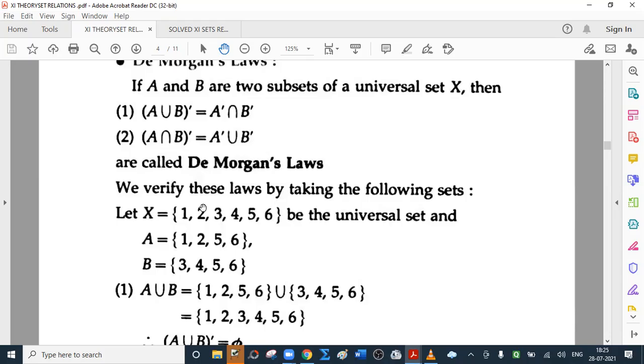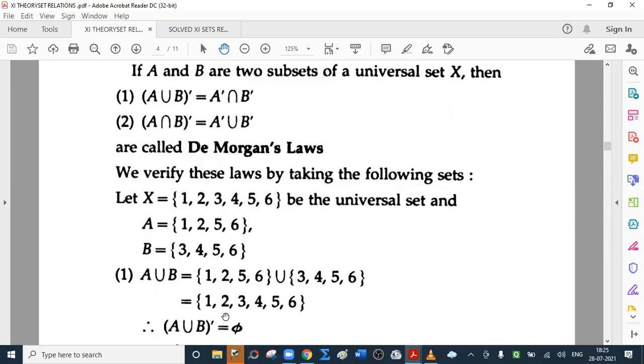And most importantly, not difficult, a simple one. What is A union B? {1, 2, 5, 6} union {3, 4, 5, 6}. That is 1, 2, 3, 4, 5, 6.